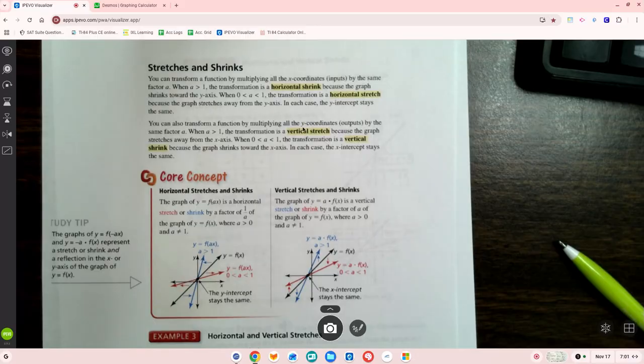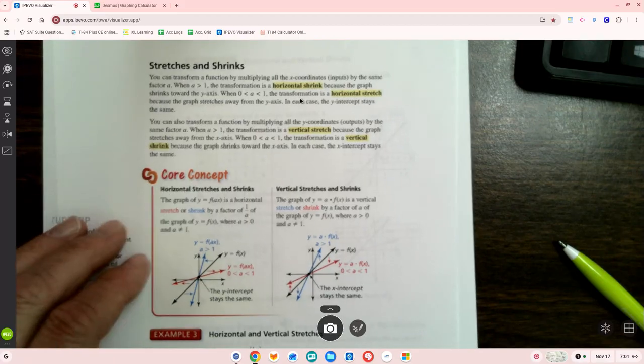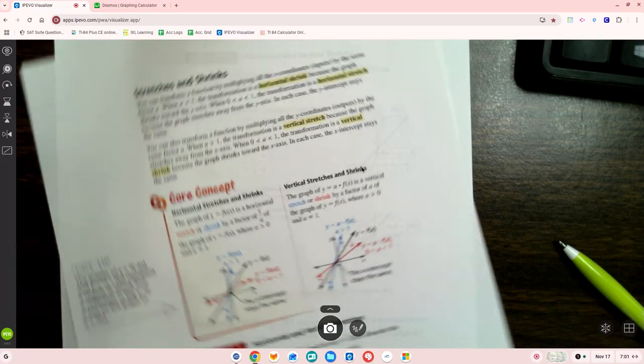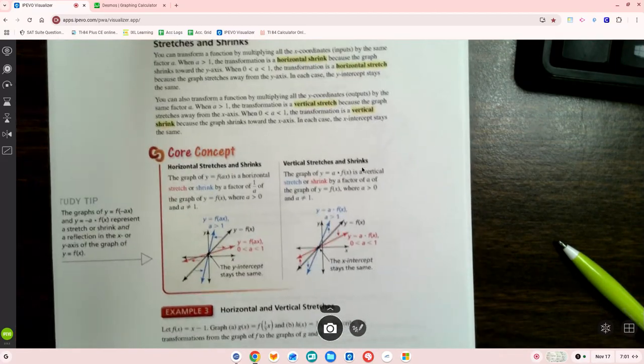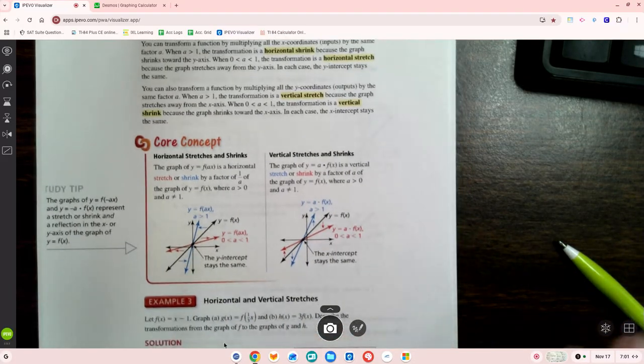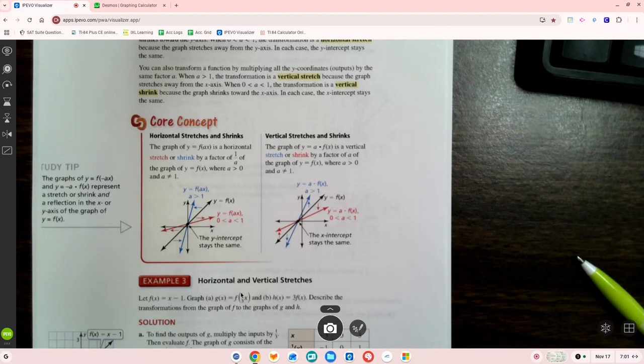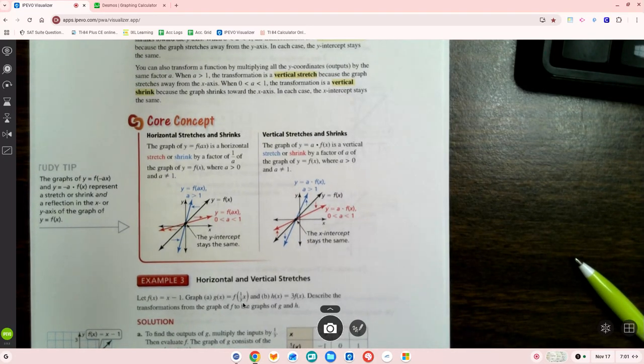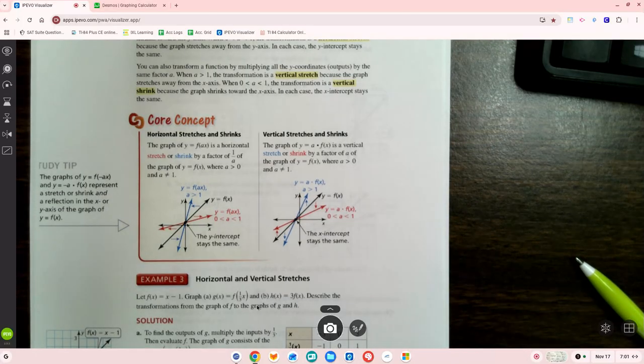You can have horizontal stretches and shrinks, and you can have vertical stretches and shrinks. I hope you're picking up that if it's horizontal, when I look at my statement, there's going to be something inside of the function, like you see here, this is inside that 1/3. That would be doing some kind of stretching or shrinking horizontally. But like here, when there's a 3 outside, that's going to stretch or shrink my graph vertically.